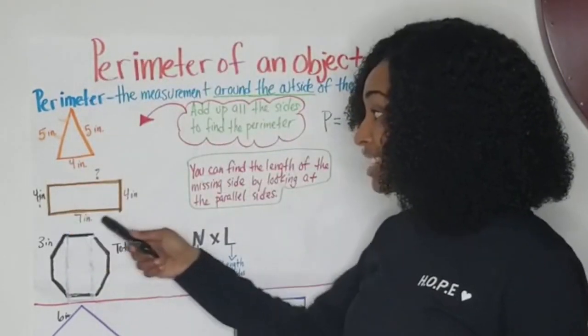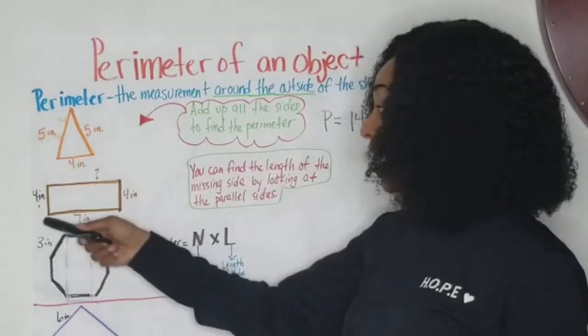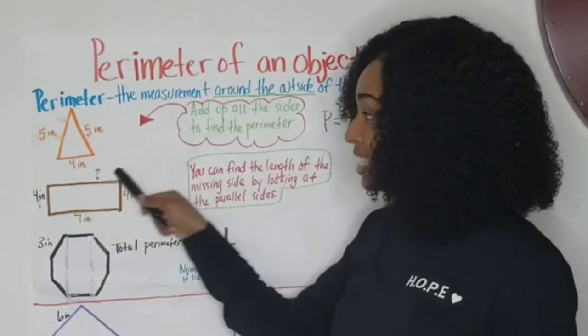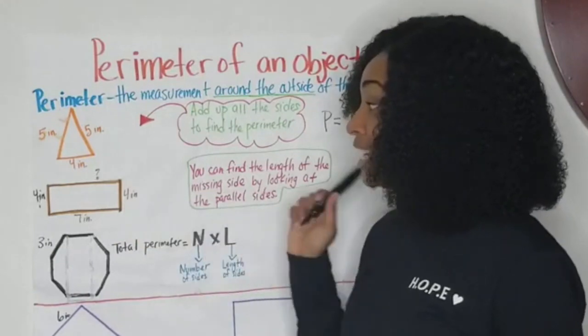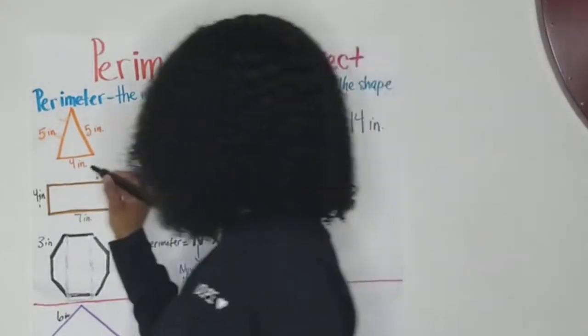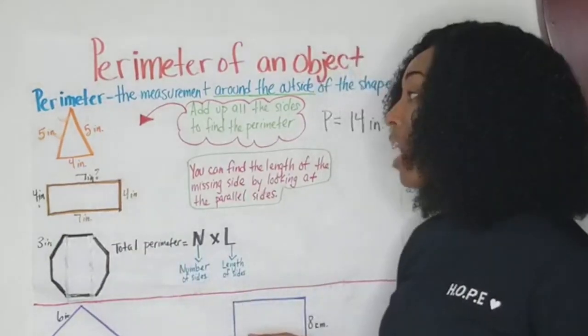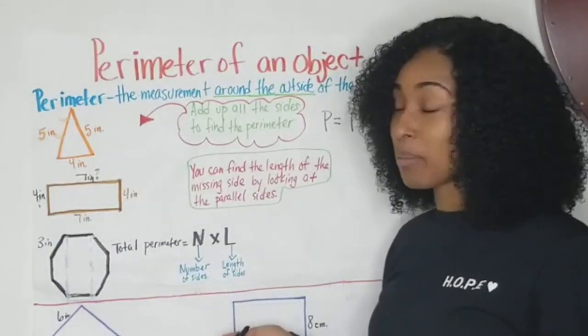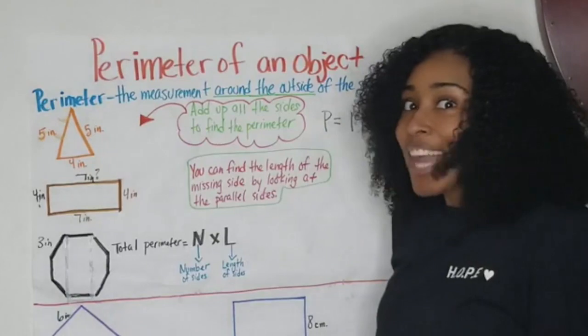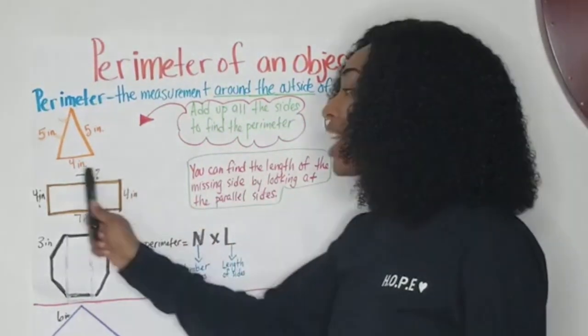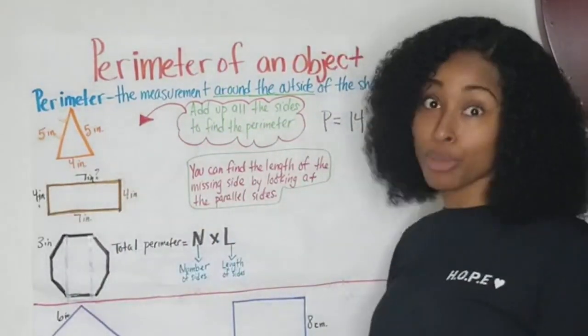Now I know that this 7 inch side right here, the length, is parallel to this side. So that means that this side is also 7 inches. So all I need to do is look at the parallel side to figure out how much that missing side is going to be. All right, so now I do what it told me to do. I add all the sides together.